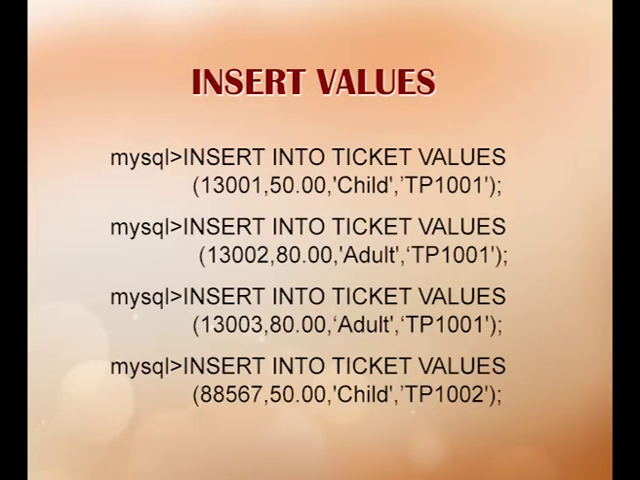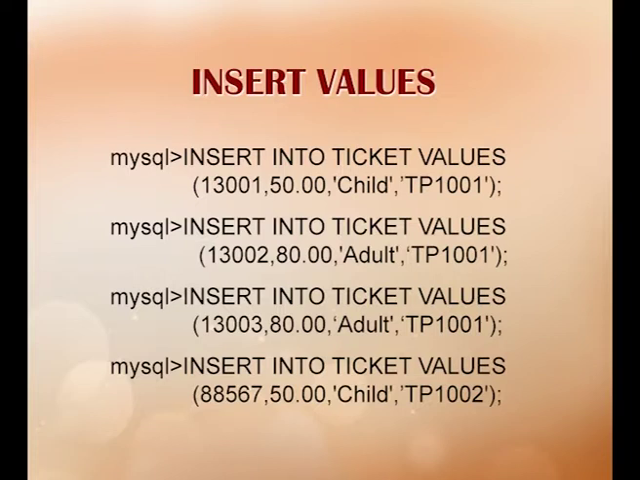Suppose you insert the values into ticket first and then later into theme park, it does not allow. Why? Because here we are using TP1001, the code of the theme park, as the foreign key. So, first we have to input the primary key values, and only then can we come to the next table in which it is being referred.